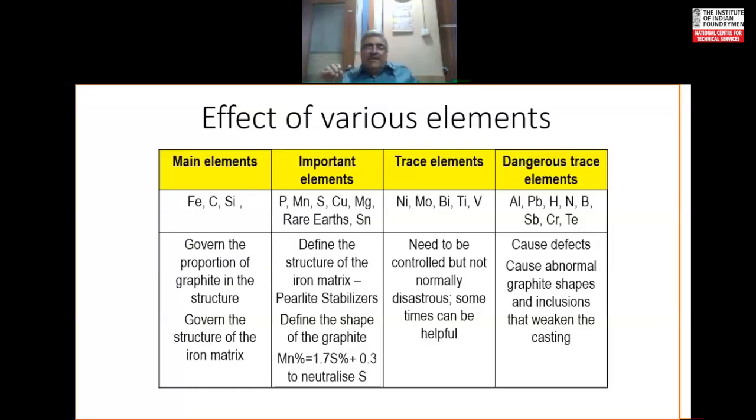Now, I said nickel, moly, bismuth, titanium, vanadium, these are trace elements. So they are really in small quantities, but they can sometimes be useful. It depends on what charge materials you are using. And then there is a group of elements which we call dangerous trace elements because they can cause defects in the casting. They can cause abnormal graphite shapes, inclusions, and weaken the casting. I mean, aluminum beyond a particular limit may even give you pinholing, especially when you are using green sand molds.